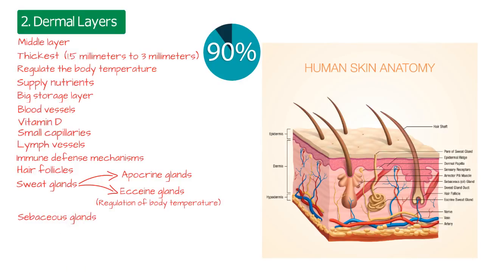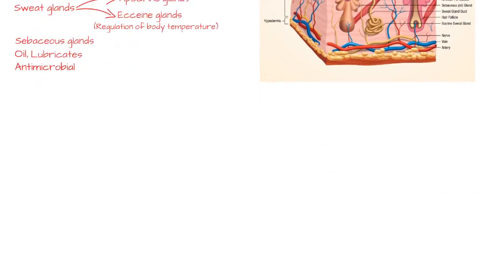Sebaceous glands are attached to the hair follicles and are found in all places of the body except for the bottoms of the feet and the palms of the hands. They secrete an oil that lubricates the skin and keeps the skin waterproof. Oil produced by these glands has mild antimicrobial activity.